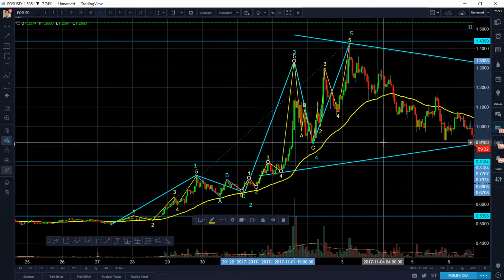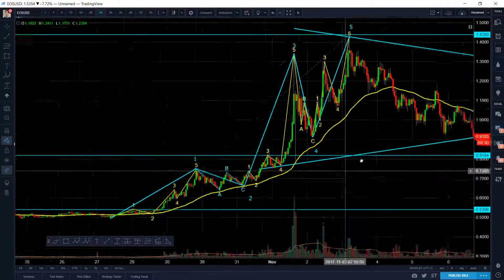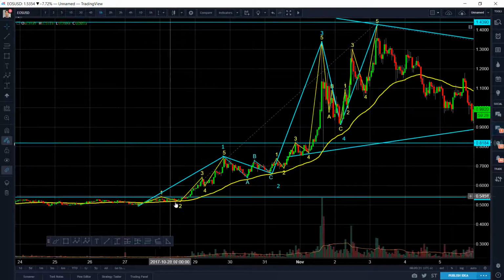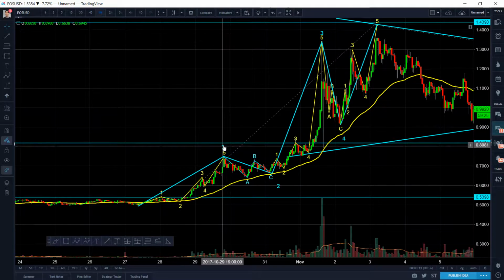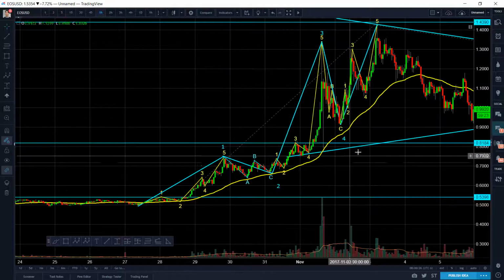So now that we have a beautiful 5-wave count, 1, 2, 3, 4, 5 there, don't worry guys, my humor is going to pick up in less than an hour or two.